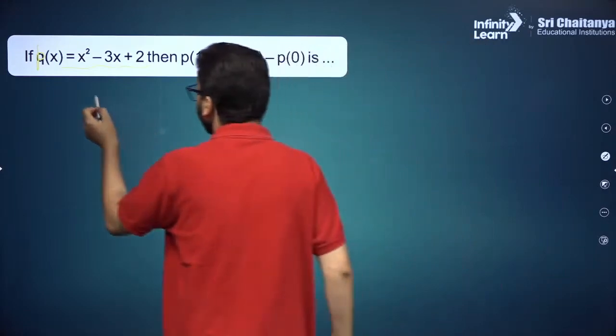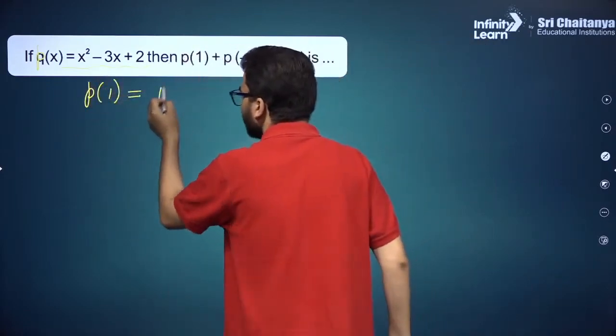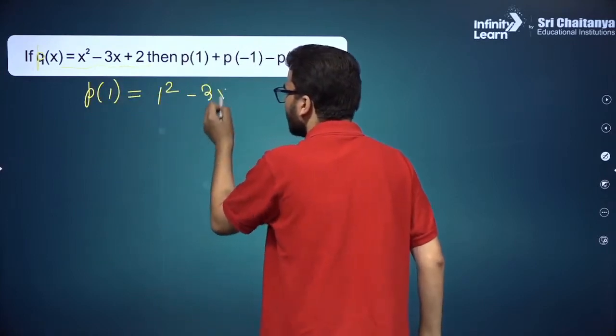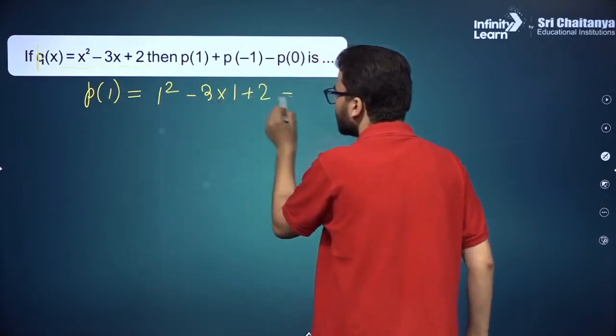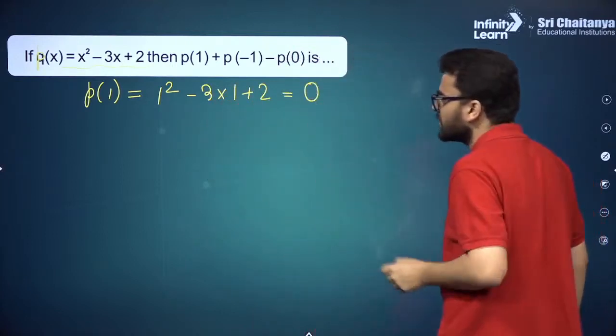So let us find p of 1 first. So it means in place of variable x, you have to put 1 in the polynomial. So 1 square minus 3 into 1 plus 2. So if you simplify, what will you get? 2 plus 1, 3 minus 3, that is 0. So this is 0 only.